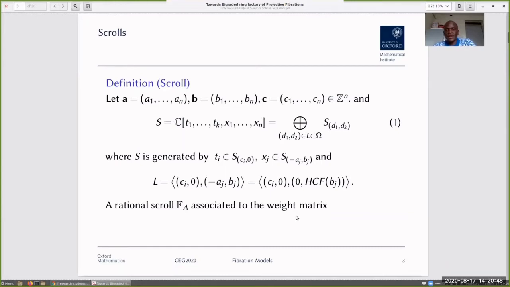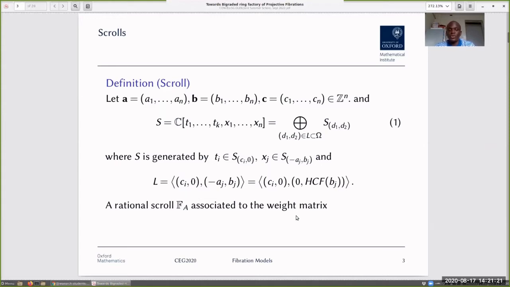Let A, B, and C be n-tuples of integers, and S be the coordinate ring of the scroll, which is bigraded and generated by variables t_i, of degree (c_i, 0), and x_j, of degree (-a_j, b_j). L is the sublattice of Omega which is generated by the bidegrees of t_i and x_j.